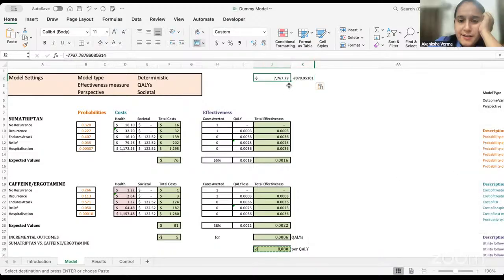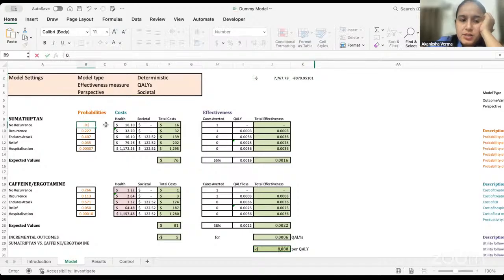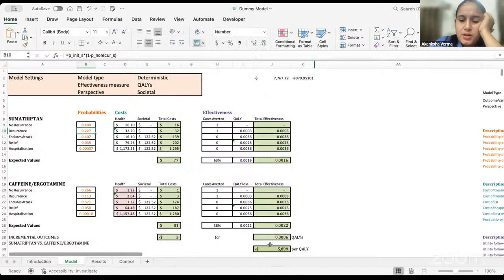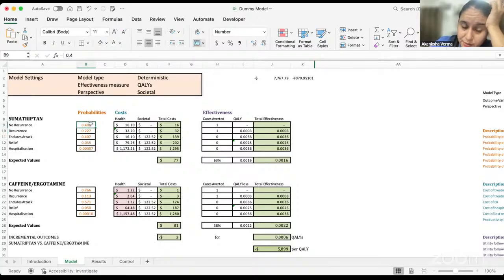The base case was 0.7. When you actually increase the value to 0.4, it was still showing savings of minus 5,899 dollars per QALY gained. And when you are reducing your sumatriptan no-recurrence probability, it is also showing results on the cost-saving side only.